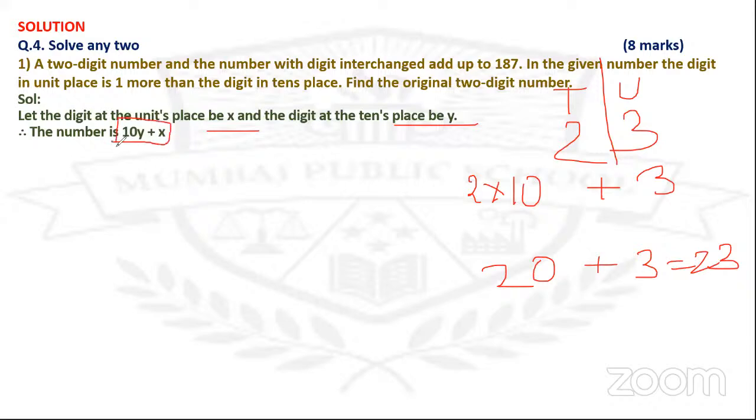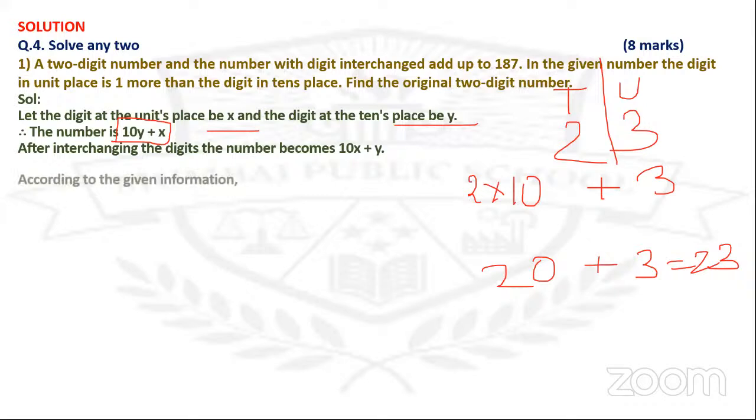10 into the digit at the tens place. So that is 10y, because we have considered the digit in the tens place as y. And units place is x. So 10y plus x. After interchanging the digits, in place of the tens place the units digit comes, and in place of the units digit the tens digit has come.